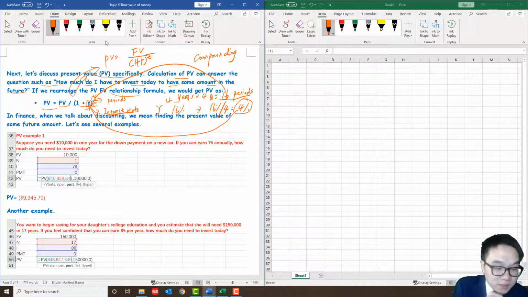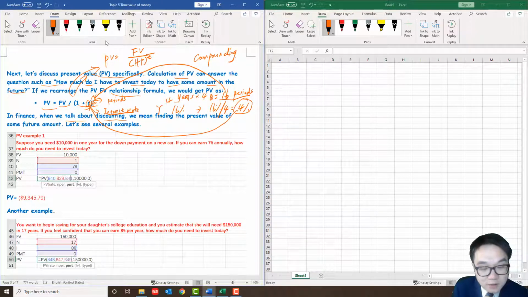In finance, when we talk about discounting, we mean finding the present value of some future amounts. That's the meaning of discounting. We're going to see several examples.